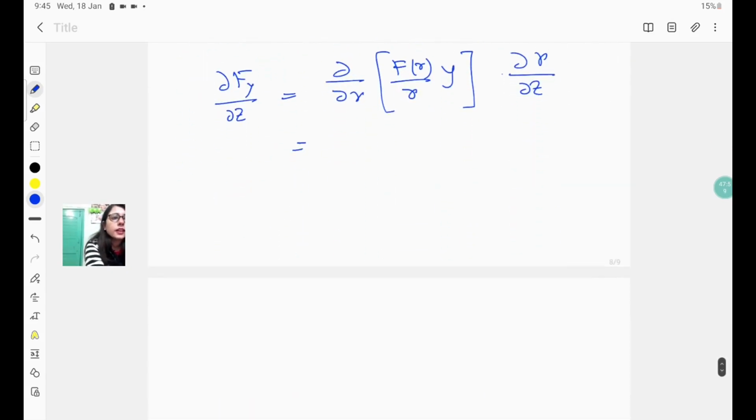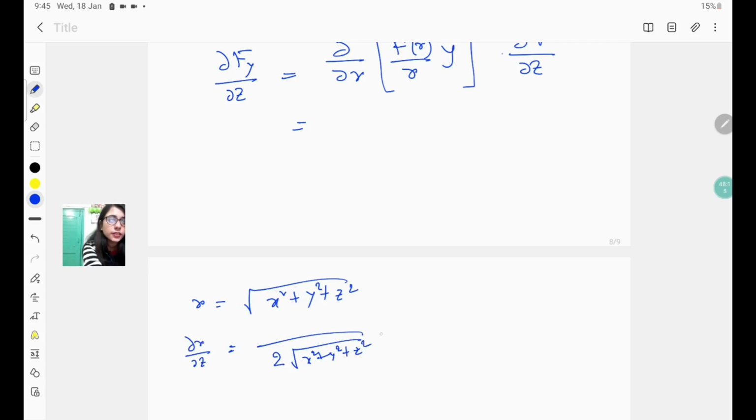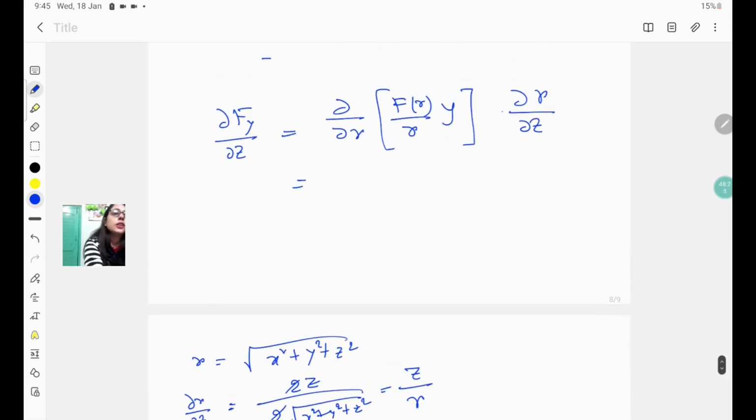Again, r vector is basically equal to root over of x square plus y square plus z square. So del r by del z is equal to, the 2 comes downwards, and root over of x square plus y square plus z square, and the del r by del z, that means 2z, so z by this one. So del z by root over of this is equal to r, so this is z by r. So del r by del z is equal to z by r.